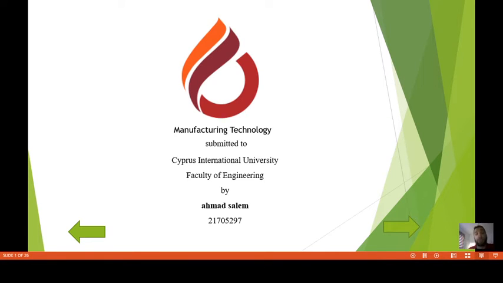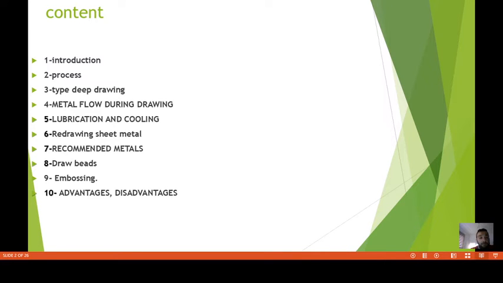Today I will speak about deep drawing. First, we have here the topics we will speak about today. First one is introduction and process and types of deep drawing, and metal flow during drawing, and application and cooling, redrawing sheet metal, recommended metal, draw bits, and investigate advantages and disadvantages.